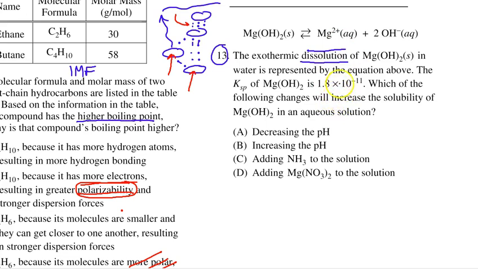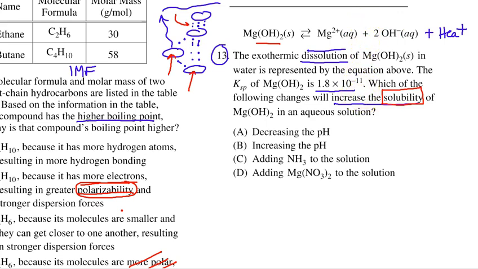All right, so this is exothermic. That would mean that I'm giving off heat, and I'm going to put the heat on the product side. Okay. Now the Ksp is very small, which means it barely dissolves. Okay, which of the following changes will increase solubility? Now, what in the world is solubility? Solubility is the measure of how well a substance can break apart into its ions in the presence of water.